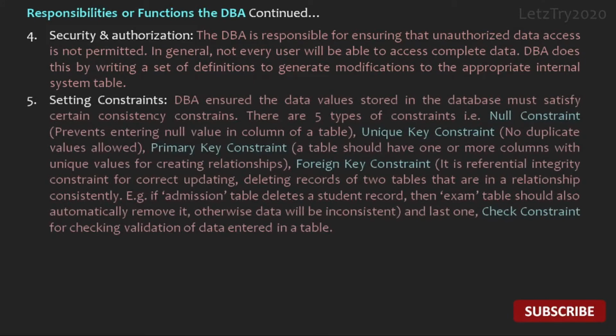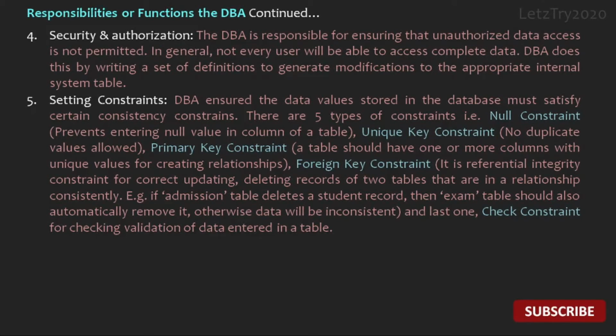Setting constraints. DBA ensures the data values stored in the database must satisfy certain consistency constraints. Constraints are simply restrictions applied while creating tables and relationships. There are 5 types of constraints, that is, null constraint that prevents entering null value in a column of a table. Unique key constraint, that is, no duplicate values allowed. Primary key constraint, that is, a table should have one or more columns with unique values for creating relationships.